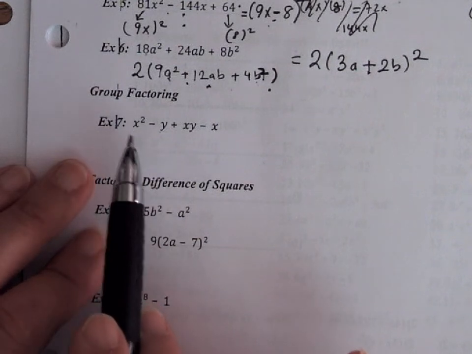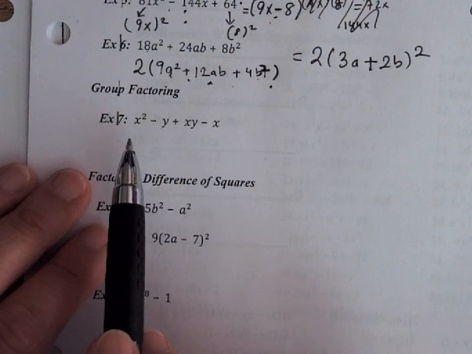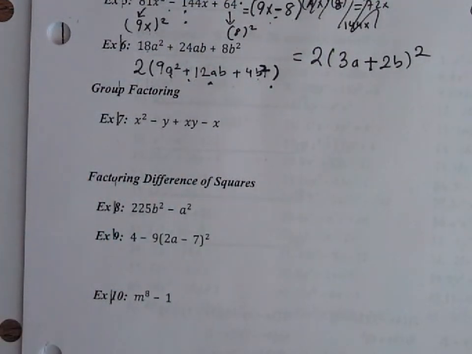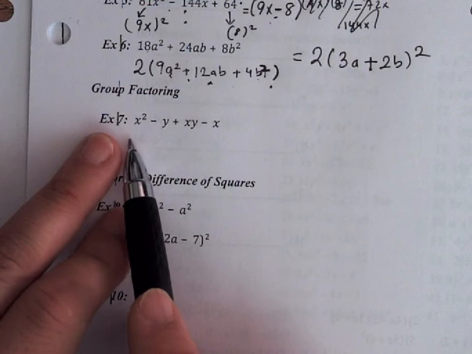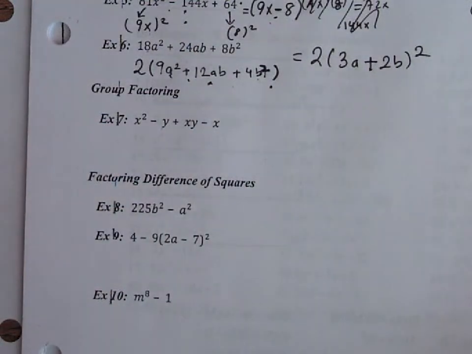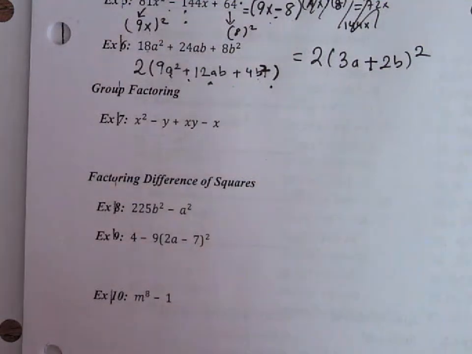Next type of factoring is group factoring. We have group factoring if we have 4 terms. Okay, that's the case. So 4 terms. So check 1, 2, 3, 4. Okay, this one has 4 terms. Then you put the terms in groups.